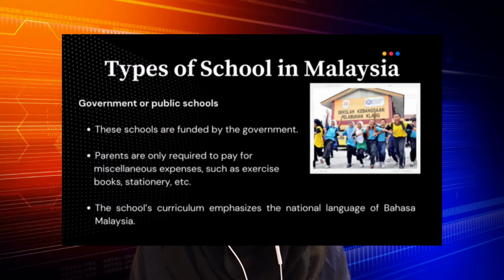The Malaysian education platforms, just like the country's cultural and ethnic landscape, are diverse and numerous. The first one: we have government or public schools. In Malaysia, there are over 10,000 government schools, including primary and secondary schools. These schools are funded by the government. Parents are only required to pay for miscellaneous expenses such as exercise books, stationery, and school uniform. The school's curriculum emphasizes the national language of Bahasa Malaysia, and other subjects, except languages, are taught in Bahasa Malaysia.